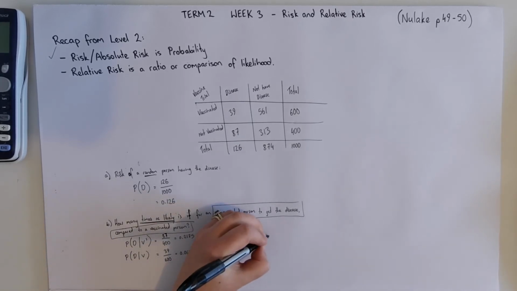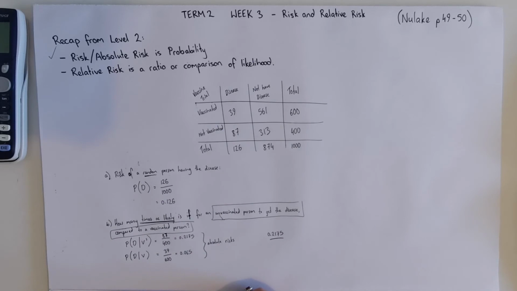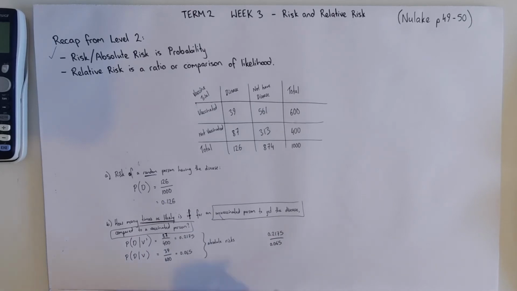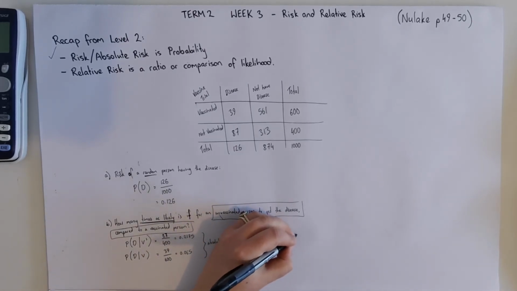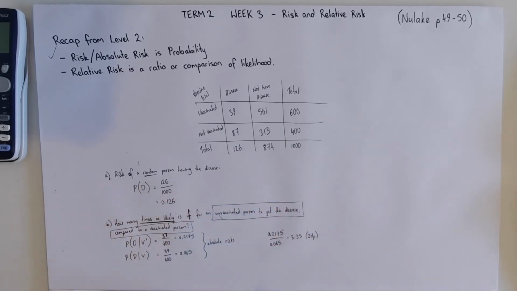So all I do is 0.2175 divided by my second, which is 0.065. If I complete that division, I would get an answer of 3.35. I've rounded that to 2 decimal places. It went on a lot further than that. And that is my relative risk, also known as a likelihood ratio.